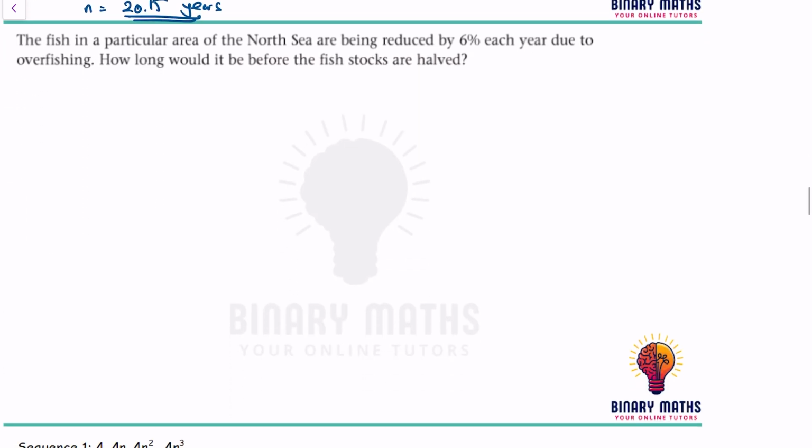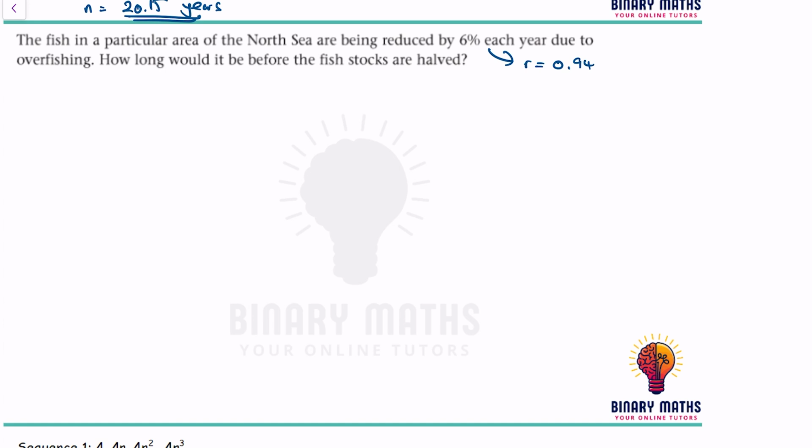The fish in a particular area of the North Sea are being reduced by 6% each year. If it's reduced by 6%, my common ratio is 0.94. So A is equal to A, so we don't know what the first term is. Reduced by 6% each year due to overfishing. How long will it be before the fish stocks are halved?